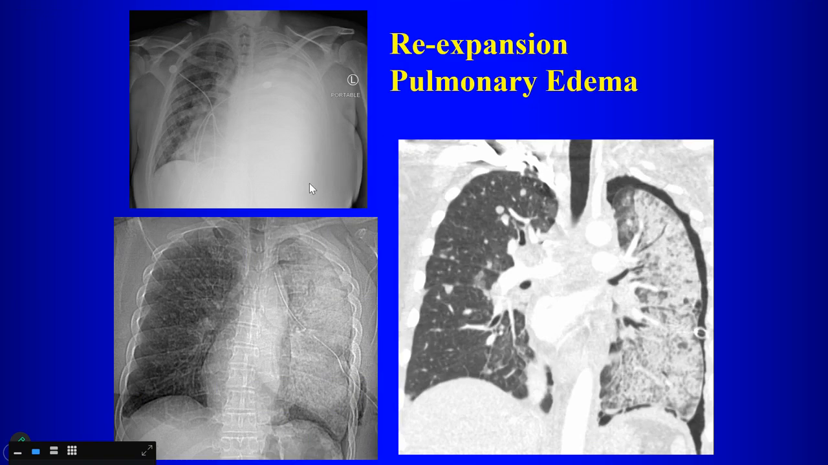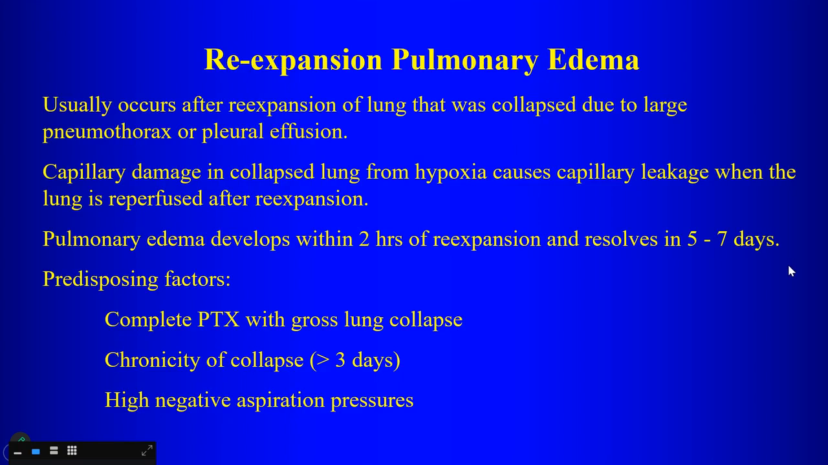Here's another very nice example. Big pleural effusion, chest tube, lung re-expands, and you get pulmonary edema within that re-expanded lung. So reperfusion pulmonary edema. As we said, it tends to occur from a lung that was collapsed due to large pneumothorax or pleural effusion. We kind of went through the mechanism. Chronicity of collapse greater than 3 days allows for the lung to be damaged.